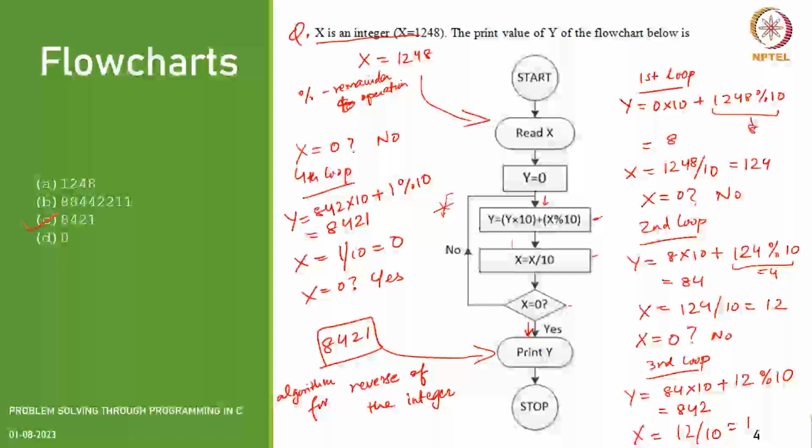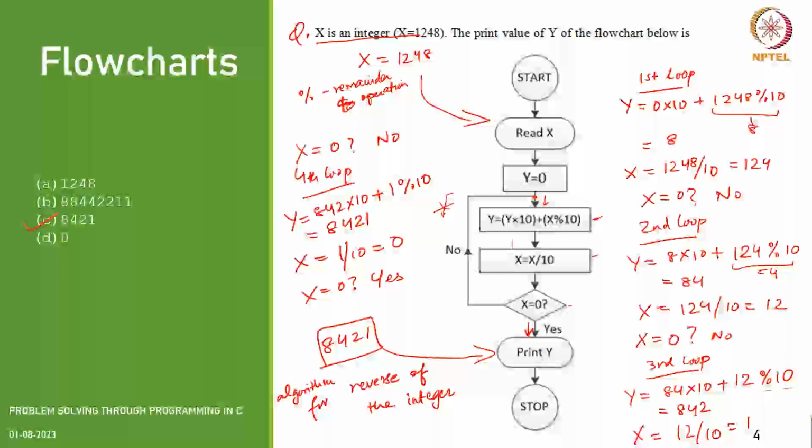However, now y is 84, so 84 into 10 plus x, which is 12 percentage 10. Now you get remainder of 2 here, so 840 plus 2, 842. Now x is 12, so 12 by 10, it's 1. Now you check again, is x equals 0? No, it is not equal to 0, it's equal to 1. So again you go through the no path, you reach this point, and again start evaluating this.